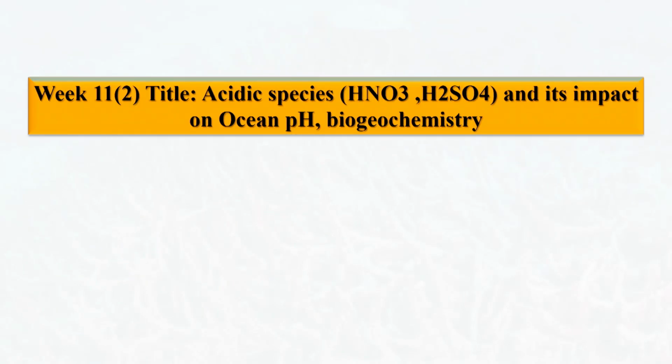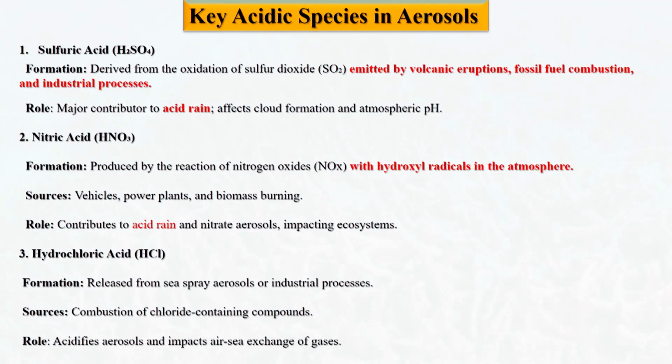Then the next thing is how much acidic species like HNO3 and H2SO4 are impacting. When we say sulfuric acid, this is derived from the oxidation of sulfur oxide, released by volcanic eruption, fossil fuel combustion or any industrial process. They are major contributors to acid rain, and they affect cloud formation and atmospheric pH.